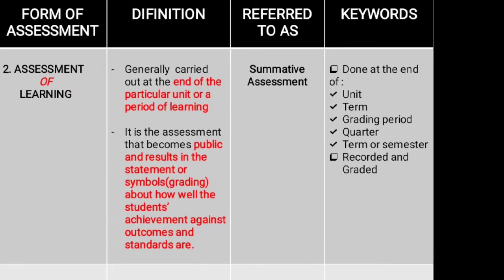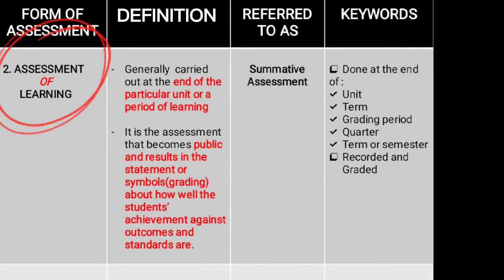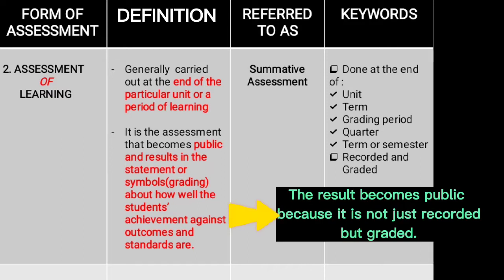Number 2 is the assessment of learning. While assessment for learning is carried out before and during instruction, the assessment of learning is generally carried out at the end of a particular unit or a period of learning. Did you see the difference? Also, the assessment of learning becomes public, and the results are statements or symbols about how well the student's achievement against outcomes and standards is. The result becomes public because it is not just recorded but graded.